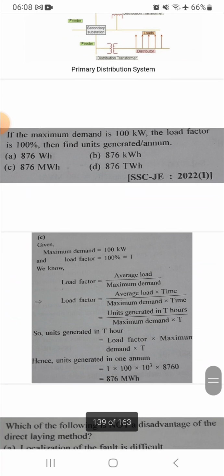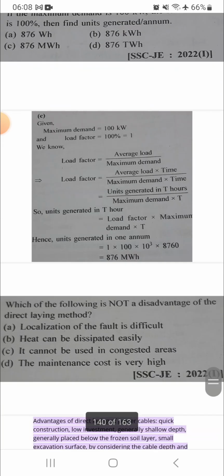If the maximum demand is 100 kilowatt and the load factor is 100%, then find units generated per annum. Option C, 876 megawatt hour. Maximum demand 100 kilowatt, load factor 100% is given. Load factor is the average load by the maximum demand. Load factor is average load into time by maximum demand into time. 876 megawatt hour. Option C is the right answer.